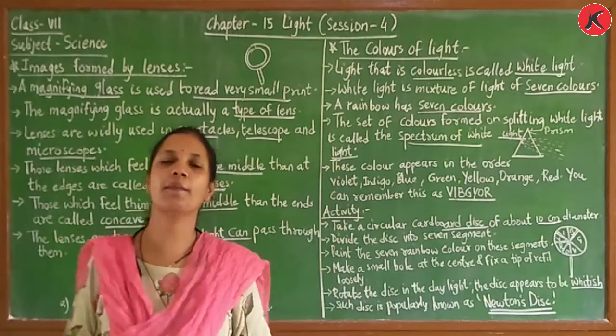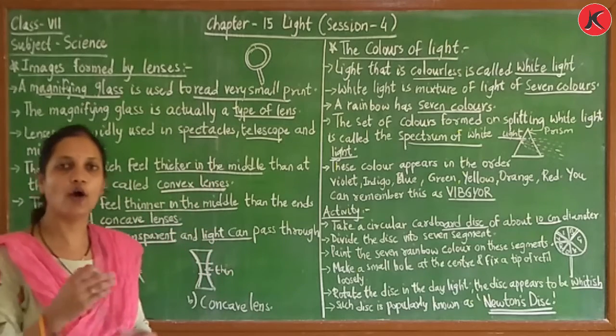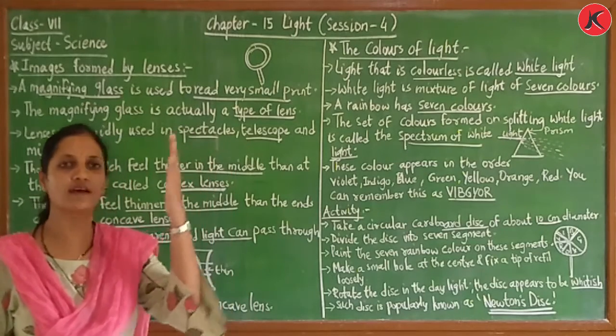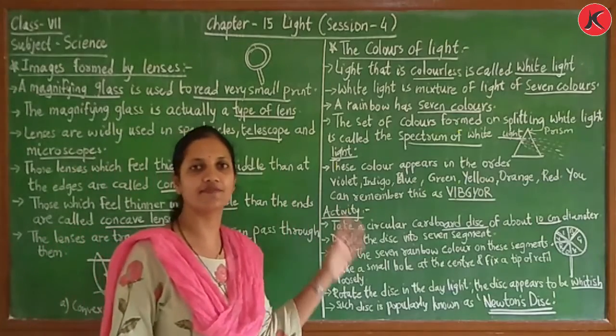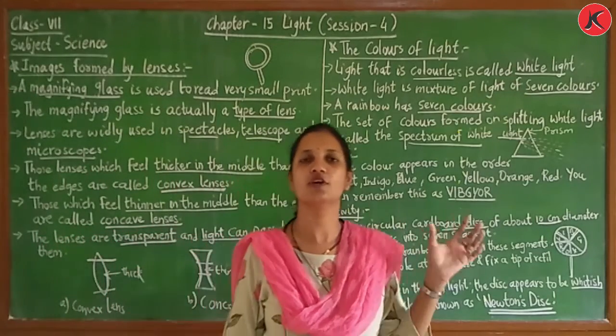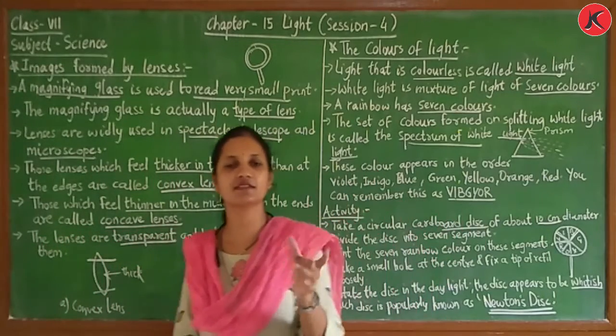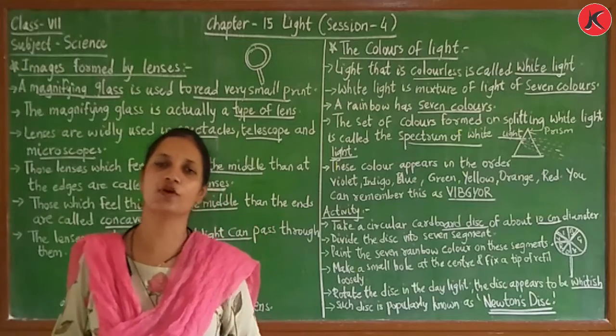Then we have discussed about the color of light, how it is white, how many colors light is consisting, that is 7 rainbow colors that we have discussed, that is VIBGYOR. You will remember the 7 colors with the word VIBGYOR, right?